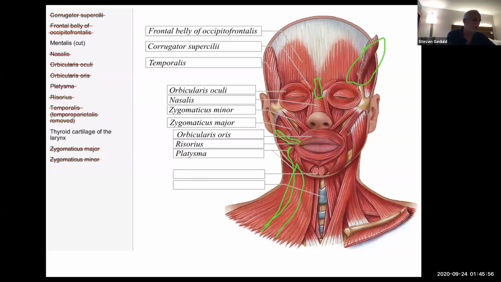And the next one, right here, the chin muscle. Mentalis. Perfect. That's the mentalis muscle. You see where it's been cut.